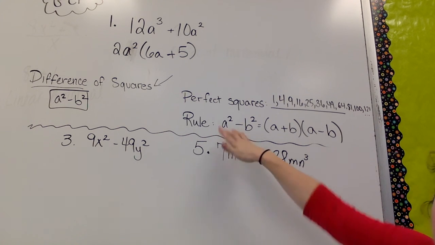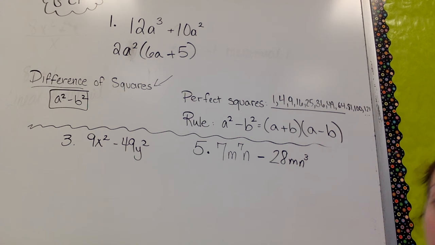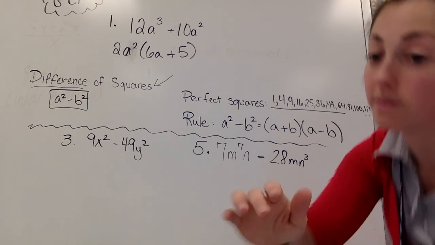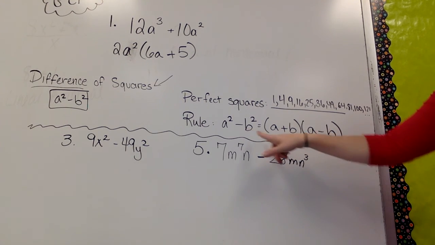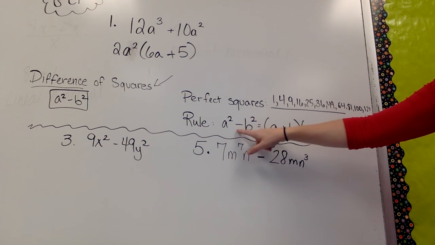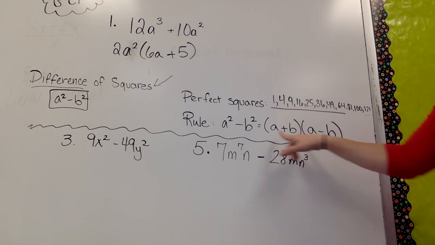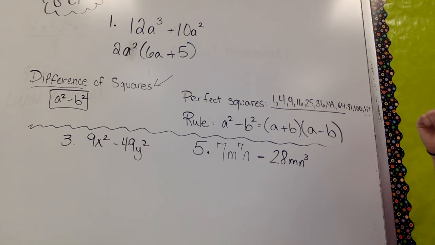Your rule. This is a rule, so you can take it or leave it, but this is the easiest way if you just remember this rule. And as you know, there's harder rules than this after this, or as you're about to see. So the rule is a squared minus b squared. It's whatever you're squaring, a plus b, times a minus b.